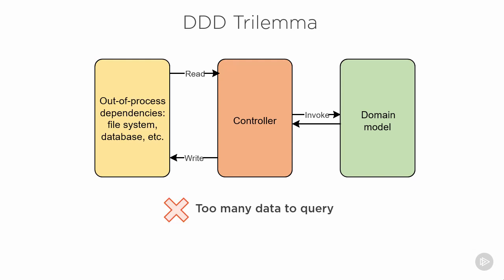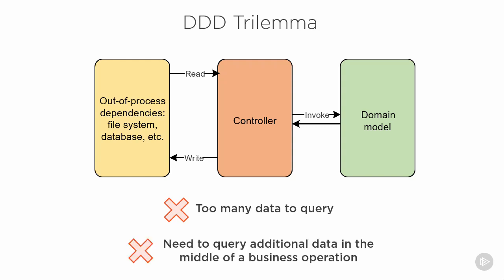In the email uniqueness scenario, for example, we would have to query too much data to preserve domain model encapsulation. In other scenarios, we might need to query additional data from an out-of-process dependency based on an intermediate result of the decision-making process. Writing to the out-of-process dependency may also depend on that result.